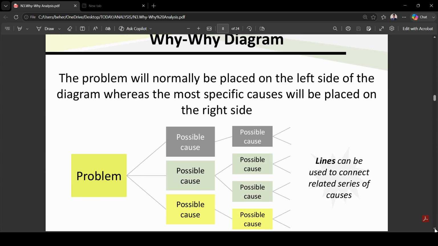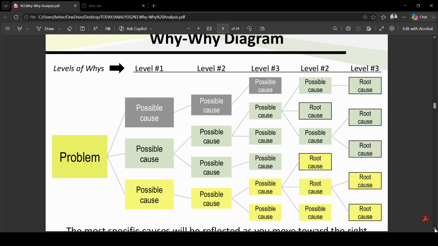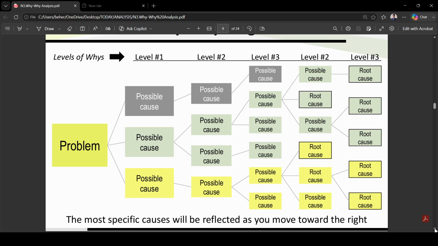Then Y diagram. The problem will normally be placed on the left side of the diagram, whereas the most specific causes will be placed on the right side. Lines link the possible causes and can be used to relate the series of causes. So this is the level of Y, where the possible causes and the root causes will be. The most specific causes will be reflected as you move towards the right.